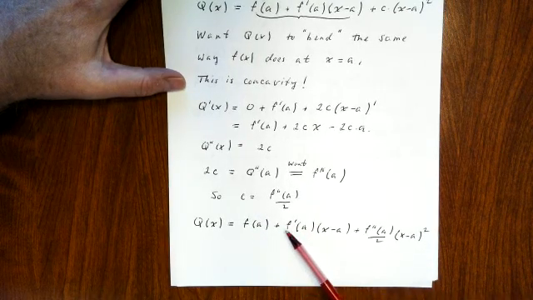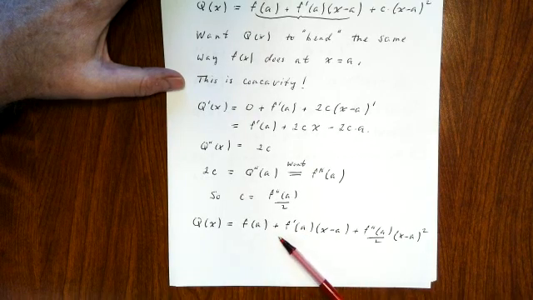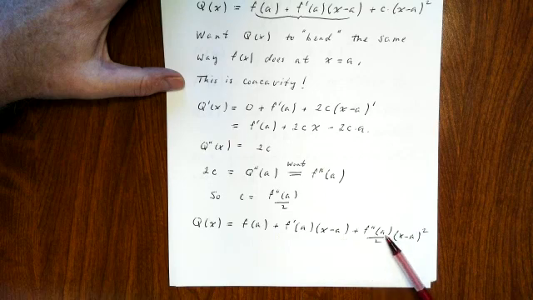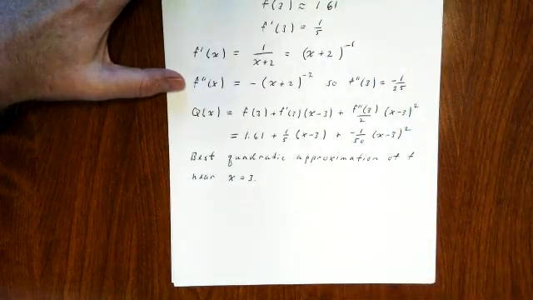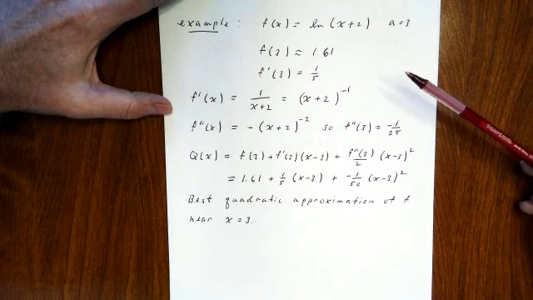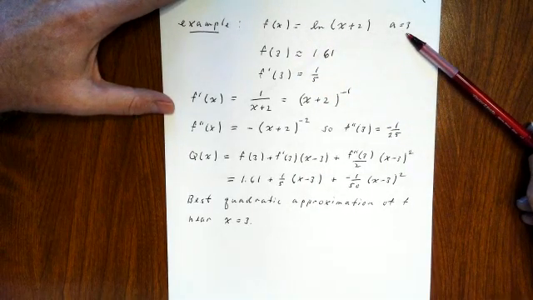It's f of a plus f prime of a times x minus a. All of this is the tangent line. And then we add to it f double prime of a over 2 times x minus a squared. Let's go back and take a look at the same example from before, the natural log of x plus 2, and let's focus on a equals 3.